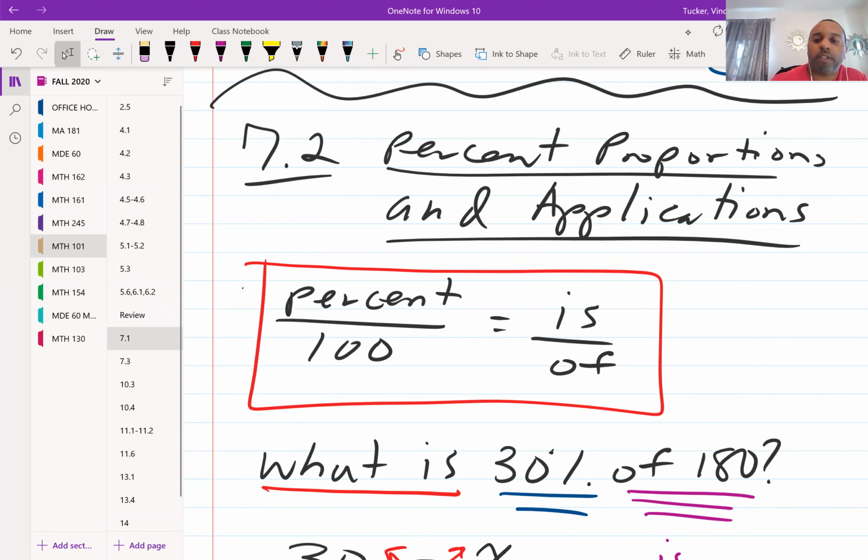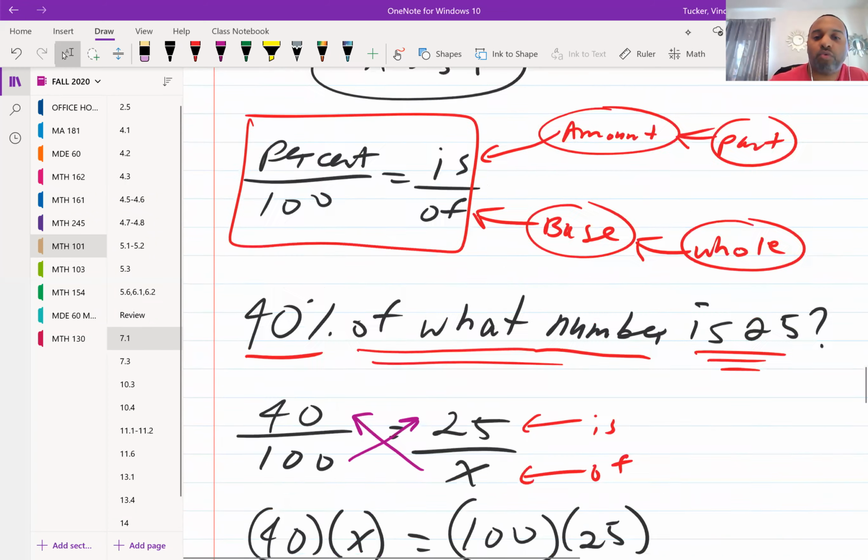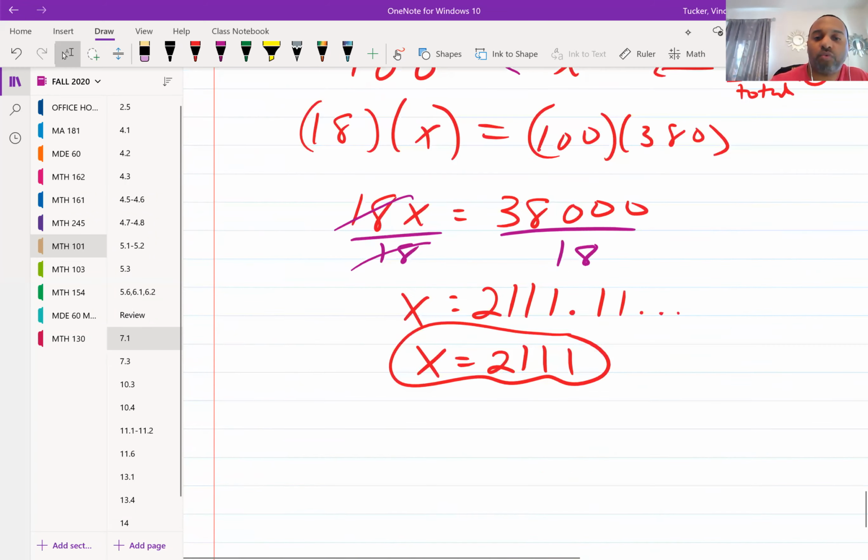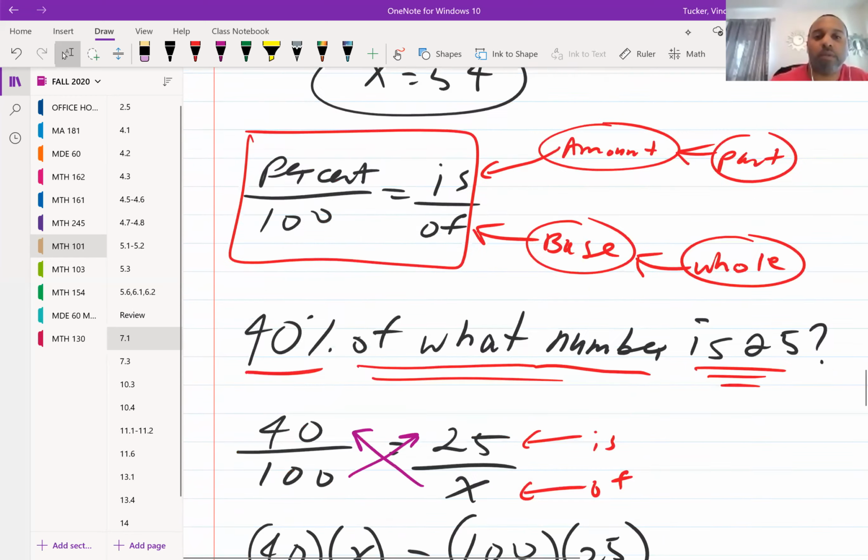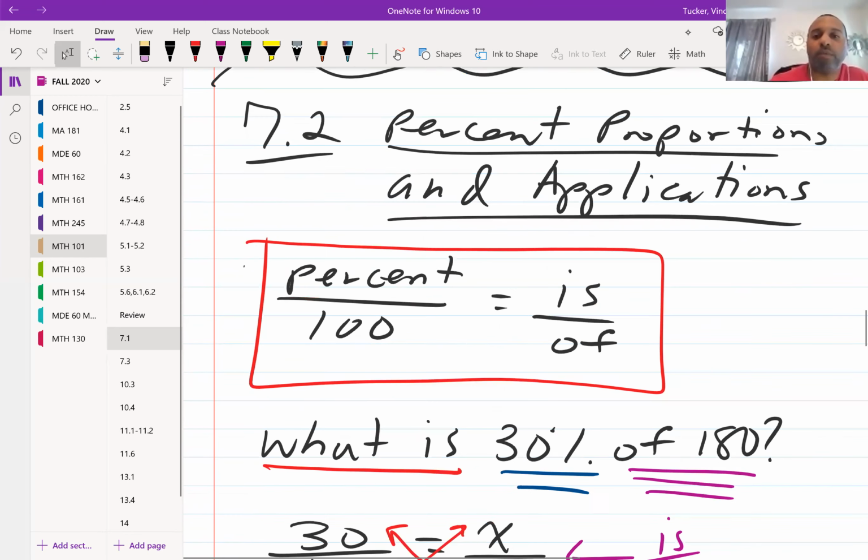So 7.2, let me see how short this is. Oh, not too bad. All right, we'll do this and then call it a day. 7.2, percent problems, percent proportions and applications.